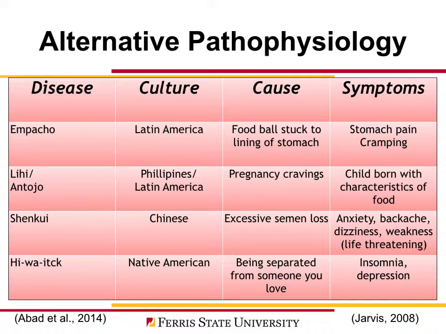And then there's also Shen Kui in the Chinese population and Hwa-tik in the Native American population. So these are two diseases that we don't have in our culture. At least the Chinese disease Shen Kui, they think it's a very life-threatening disease. They have symptoms of anxiety, backache, dizziness, weakness, and they might be having a heart attack. But they think that all these symptoms are caused by excessive semen loss. So how do we explain that to the patient?